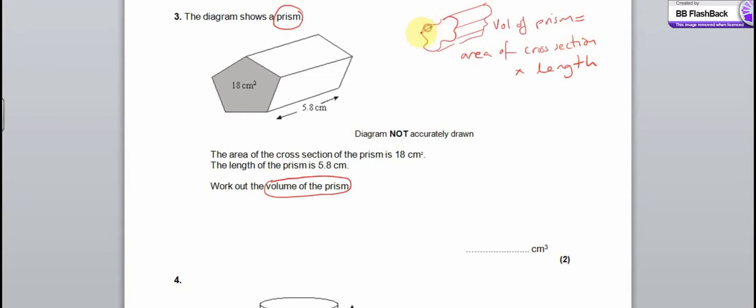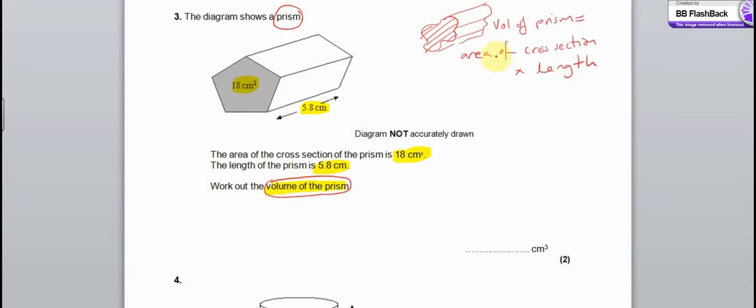Now the cross section is the end bit. So to work out the volume, we do the area of the cross section times the length. So let's have a look at the question. It tells us it's a prism, some numbers on it, and down here notice it says the area of the cross section is 18, so they're just telling us what the numbers are. So often you don't need to get too worried about all the writing, because the writing and the diagram match up, and this is the important bit: work out the volume of the prism.